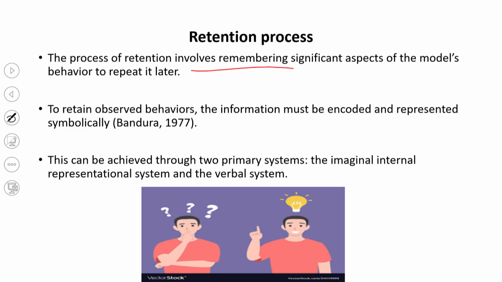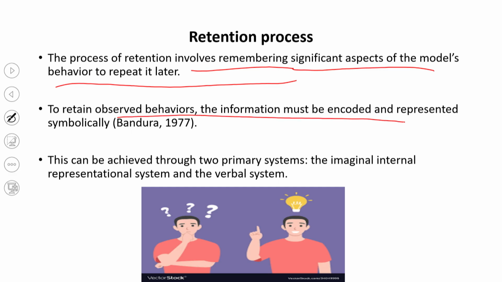The process of retention involves remembering significant aspects of the model behavior and repeating it later. If you pay attention but you forget it, you cannot produce that. Okay? So, that is called retentional processes. To retain observed behavior, the information must be encoded and represented symbolically in your brain, so that you remember it. This encoding takes place in two systems. One is called the imaginal internal representation and the other is the verbal system. We remember information by using these two primary systems.